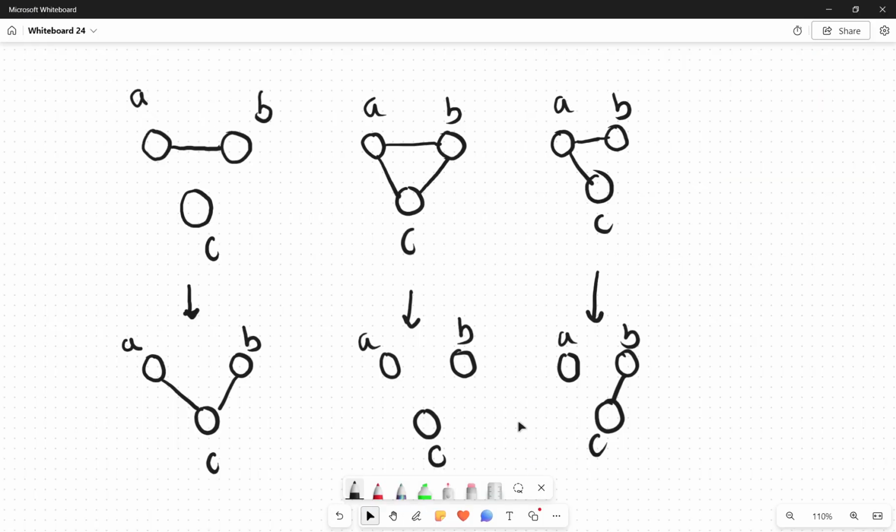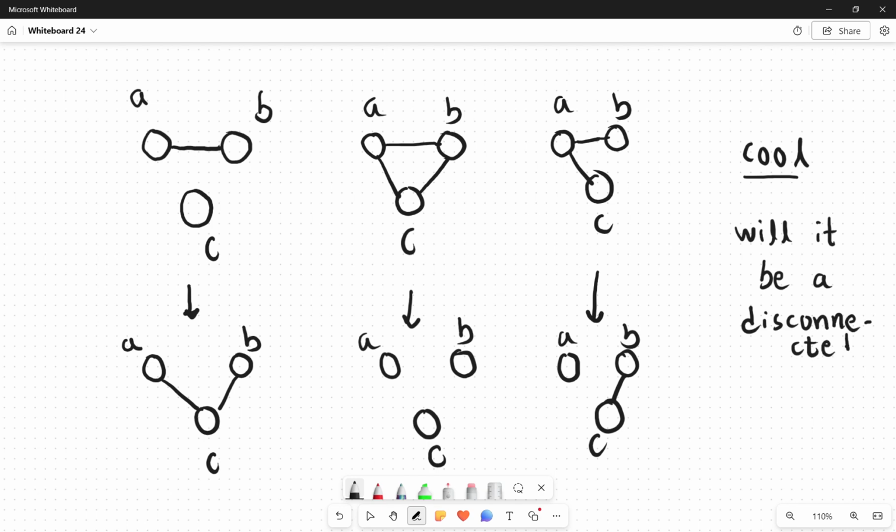So here what we will try to do is that, suppose I don't know if when the graph is cool, when I will make that graph cool by performing some operations, will it be a disconnected graph? Disconnected graph in the sense there will only be the vertices and no edge, or it will be a tree. I don't know that, right?